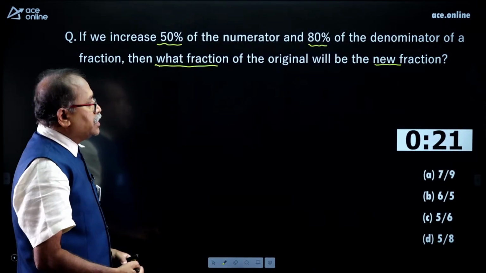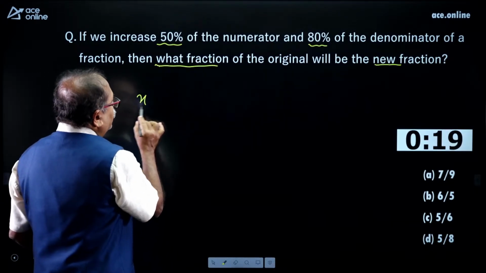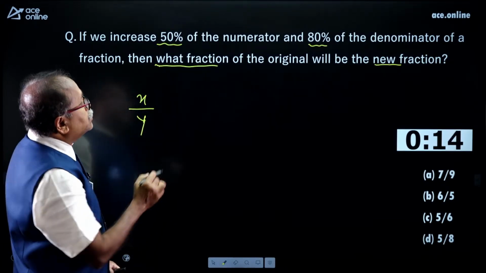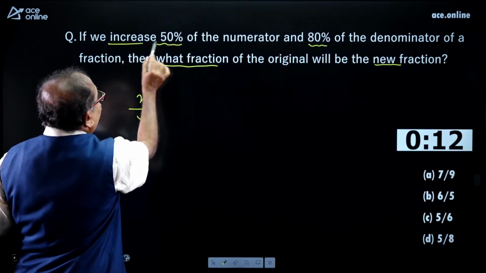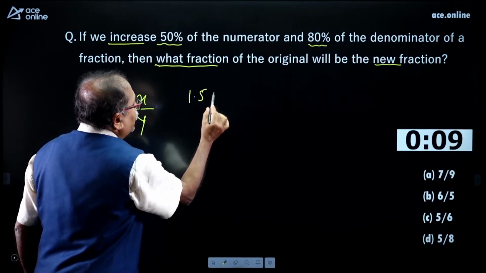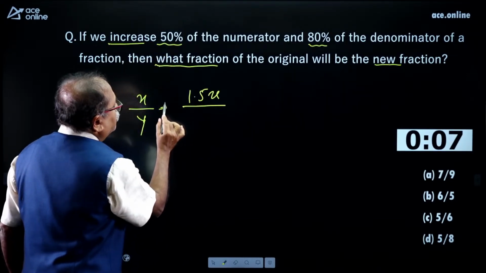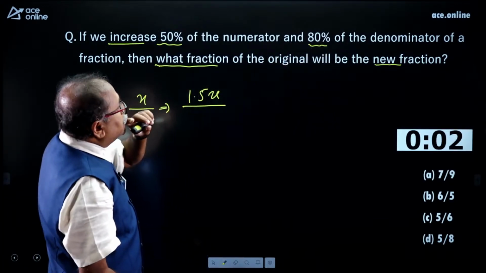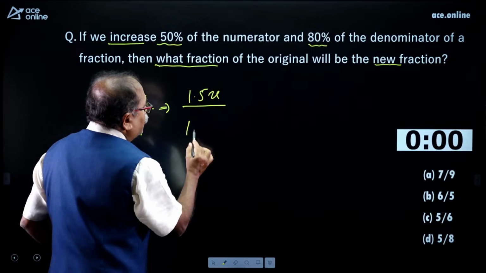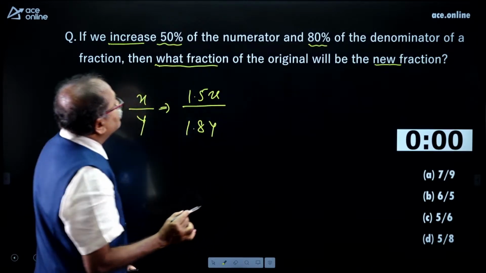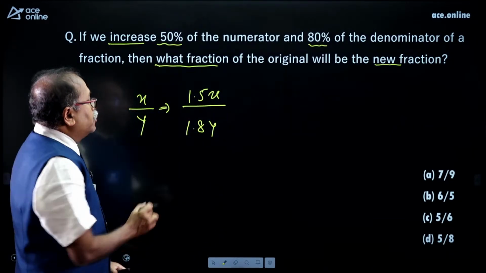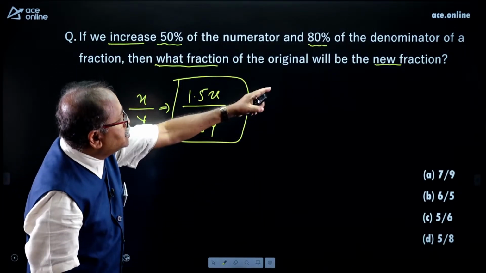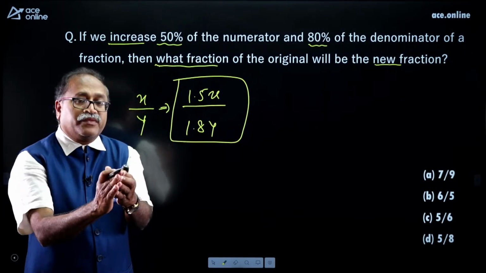You have 23 seconds. Let the original fraction be x by y. I'm just giving the clue to you. So there is an increase of 50%, so that is 1.5x. There is an increase of 80% in the denominator, so that is 1.8y. Right? Now, this fraction is what percentage of the original fraction? Come on, answer the question.